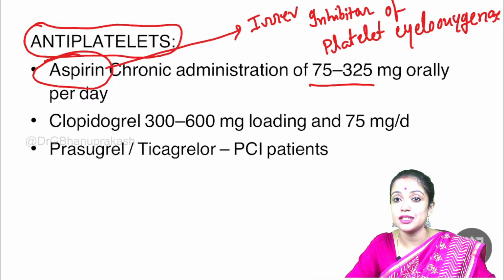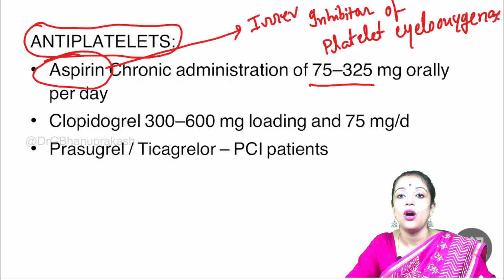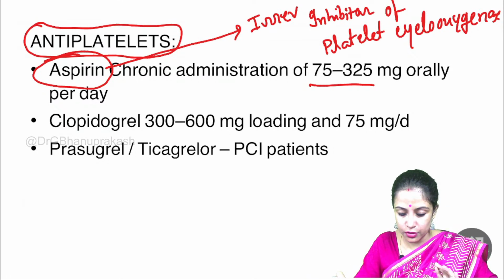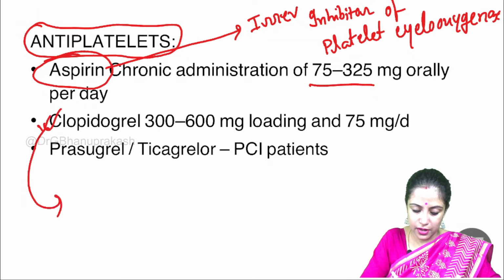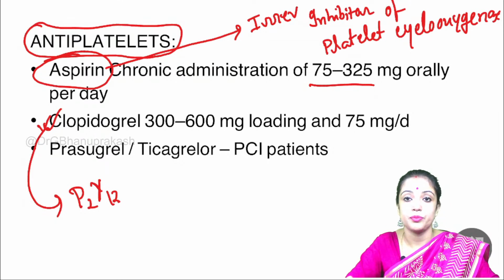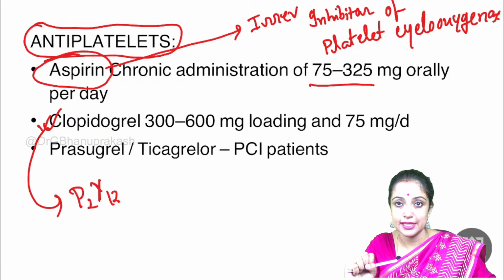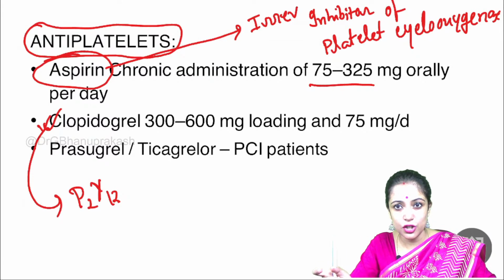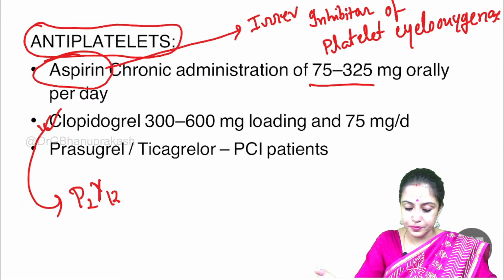Aspirin can be contraindicated in a patient who has gastrointestinal bleeding, active GI ulceration, or who has allergy to aspirin. In those cases, aspirin cannot be used. Clopidogrel is the other antiplatelet agent. It is a P2Y12 receptor inhibitor, and it inhibits the aggregation of platelets. Aspirin inhibits activation of platelet, clopidogrel inhibits aggregation of platelet.